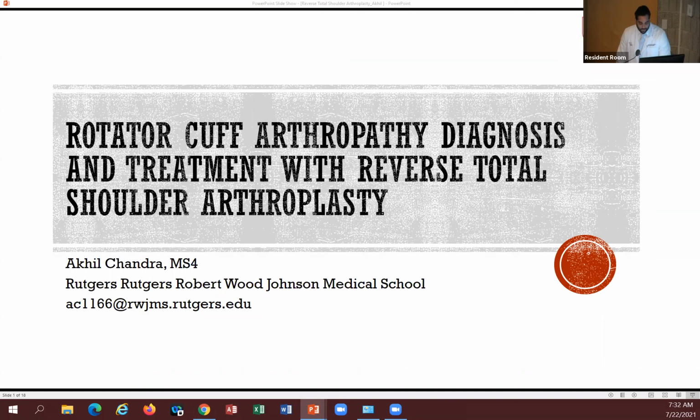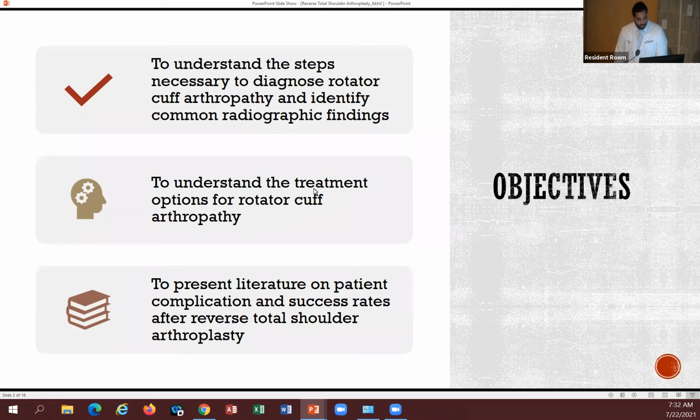So these are the objectives. I have two different slide decks open because of technical issues. The objectives of my talk are to briefly discuss how to diagnose rotator cuff arthropathy and to identify common radiologic findings with it, as well as some of the treatment options for it. And at the end, I'll present some literature on reverse total shoulder.